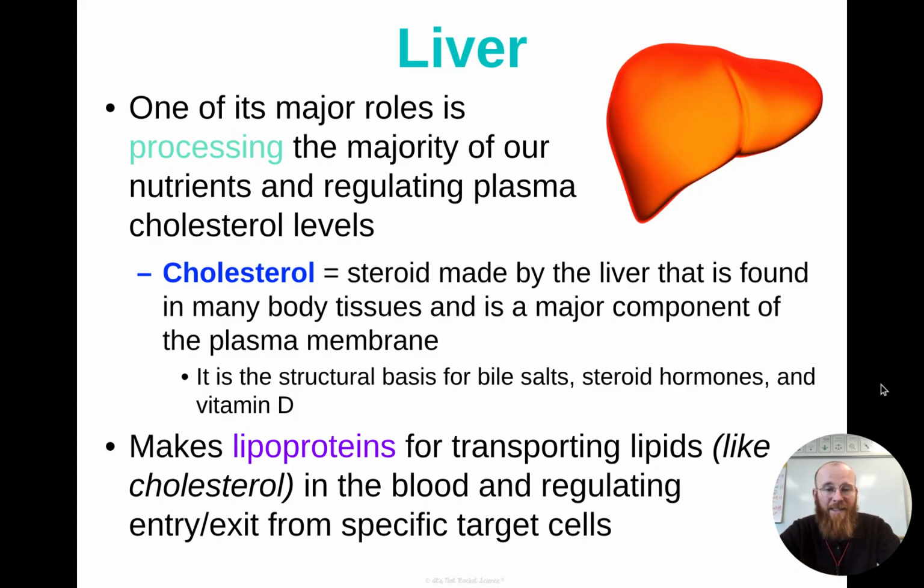It's found in many body tissues and is a big part of our plasma membrane, all of those outer boundaries of the cells. The liver is a key player in actually creating the building blocks of that. It's also the structural basis for bile salts, other hormones, and vitamin D, all of which the liver plays a role in. It can also make lipoproteins, or fatty proteins, for transporting other lipids like cholesterol within the blood, and regulates entry and exit from certain cells, which is another way in which it can provide energy to these cells.